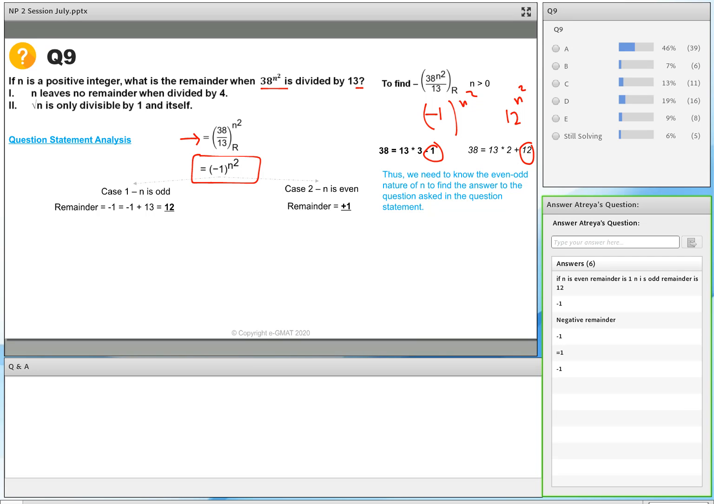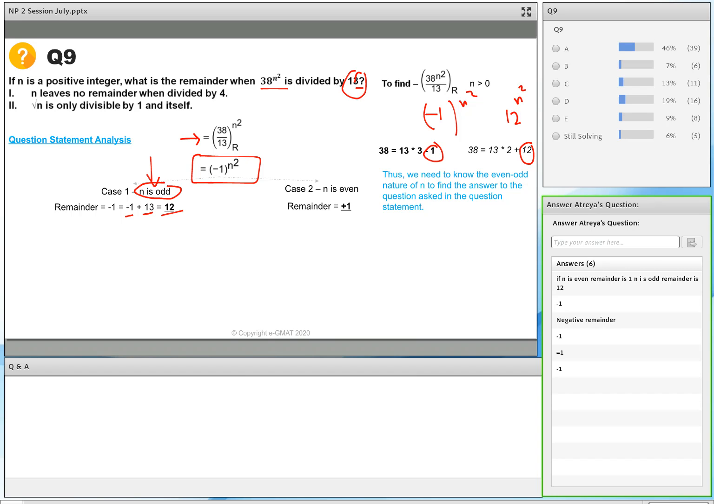Now there can be two possibilities. If n is odd, I have -1 to the power n square, which is also odd, right? -1 to the power odd always gives me a result of -1. If the remainder is -1, what is the final remainder? It has to be turned into a positive remainder. How do I do that? I just add the divisor over here. What is the divisor? It's equal to 13, right? Okay, so the final answer would be 12 if n is odd.